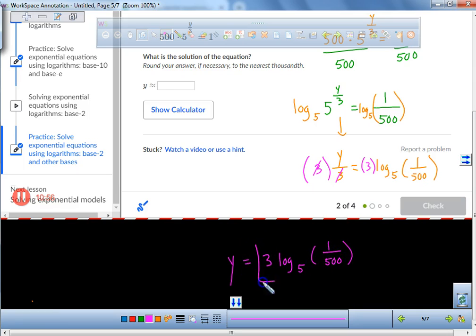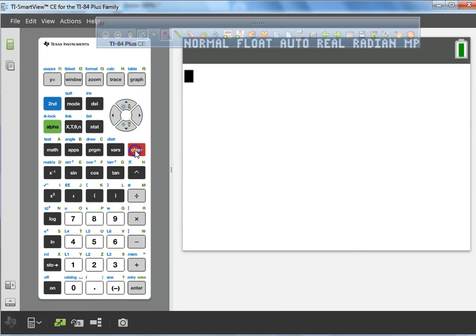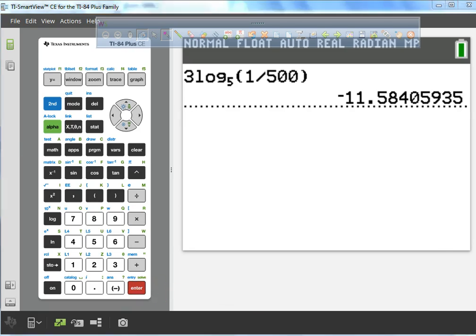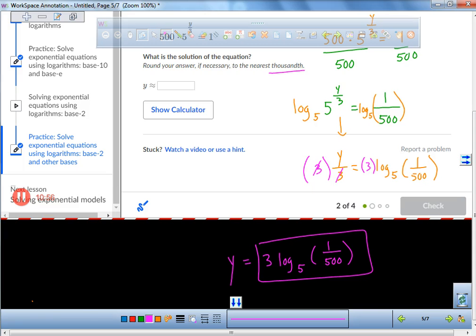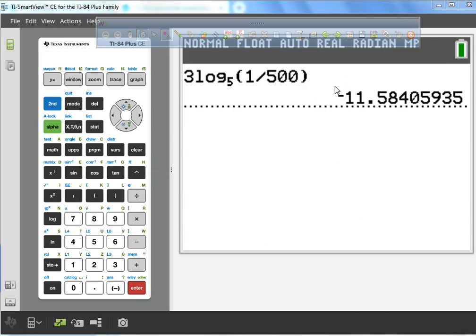This is going to be a ridiculous answer, but that's okay, because we just have to round to the nearest thousandth. So I'm going to take this and round it to the nearest thousandth. All right, so 3 log. Here we go. Clear this out. Type in 3, alpha, window, number 5, log base 5, 1 divided by 500. Okay, there we go.